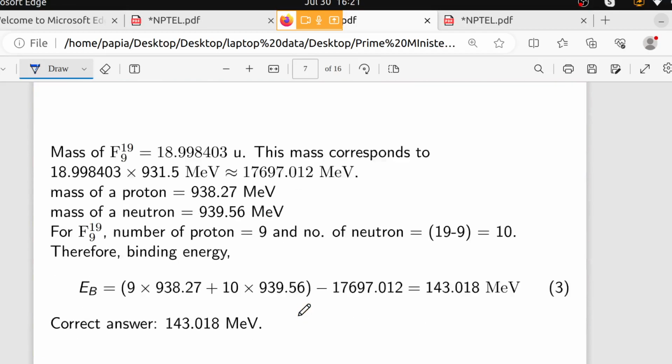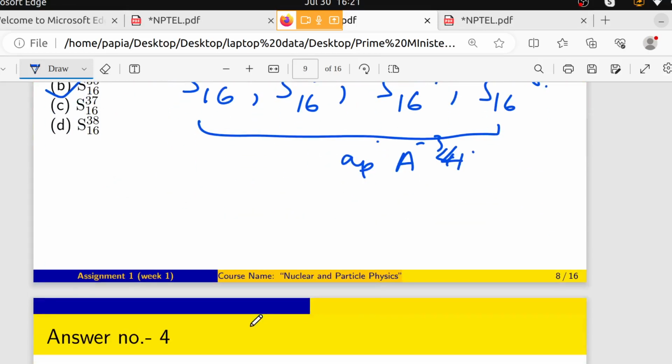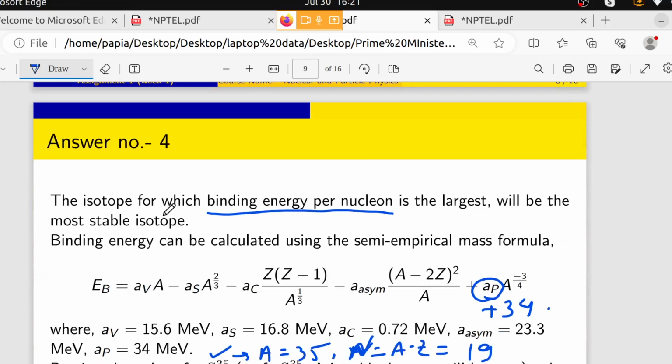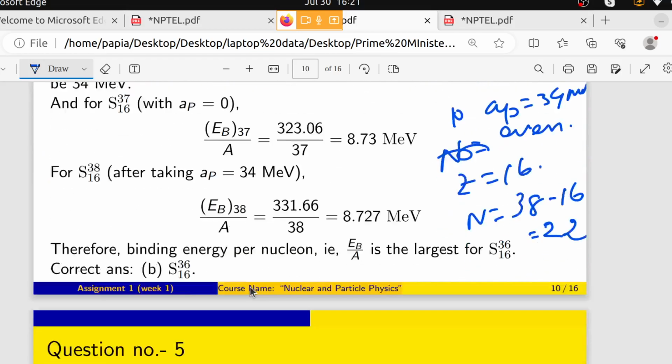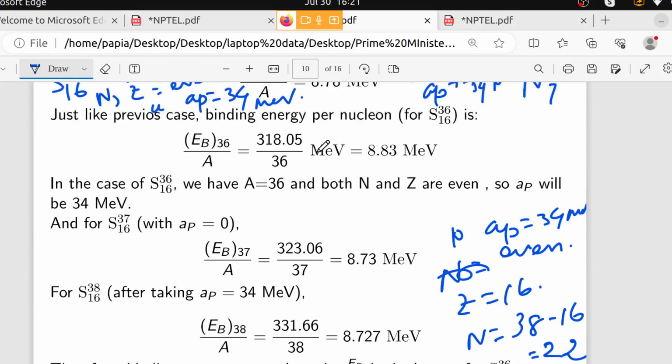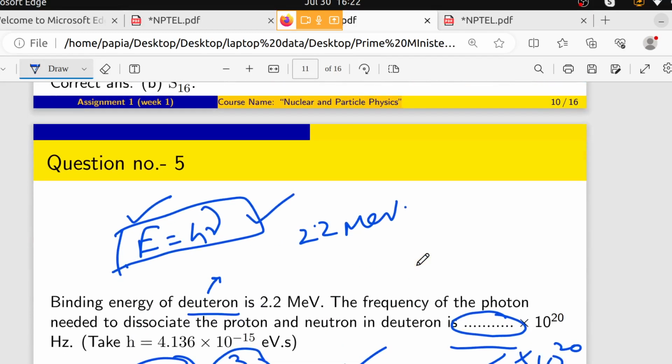Then the third question was the same one. The fourth question is which is the most stable isotope among the following. For that we have to calculate the binding energy for each of the isotopes, and we can get the binding energy per nucleon. The one with the greatest binding energy per nucleon will be the most stable isotope.